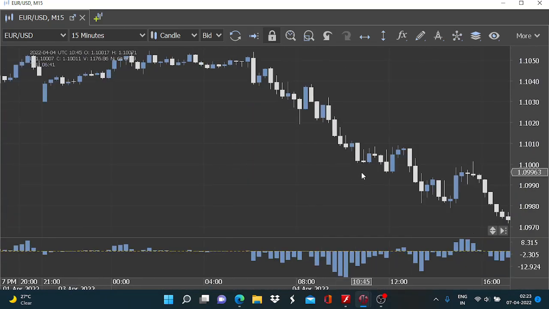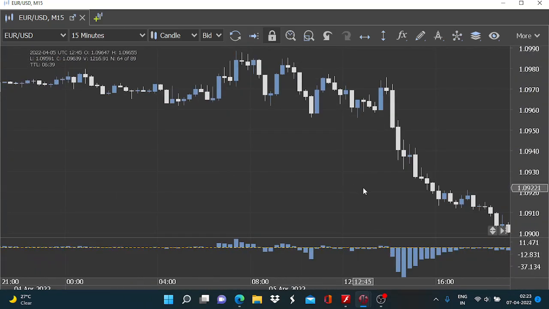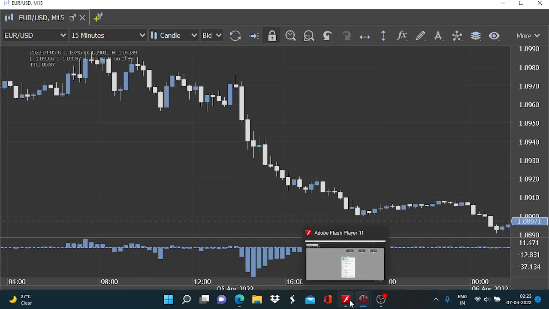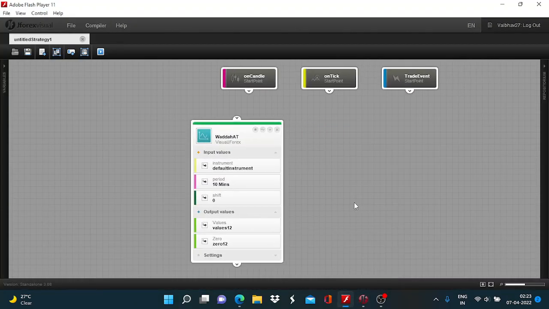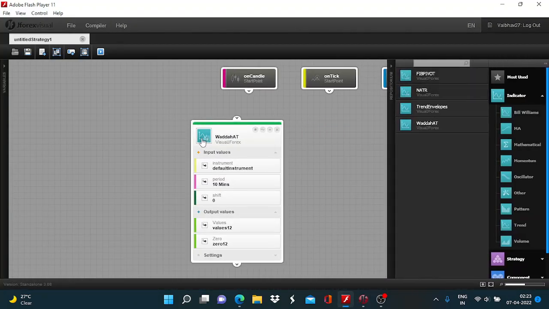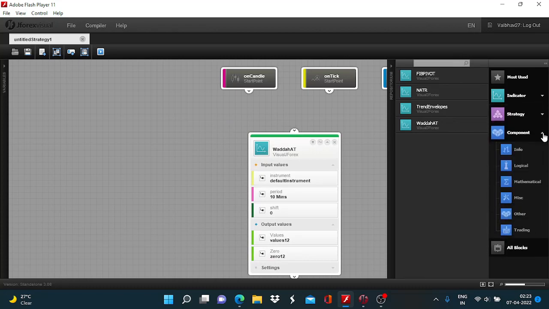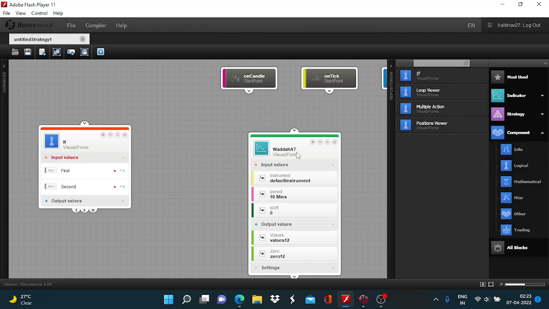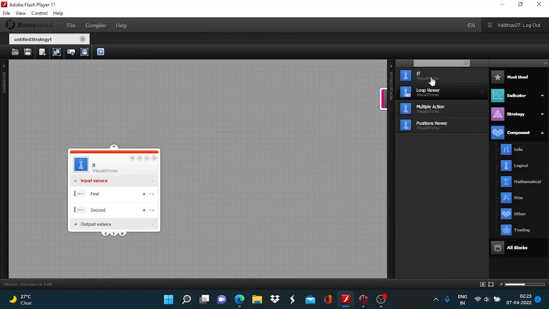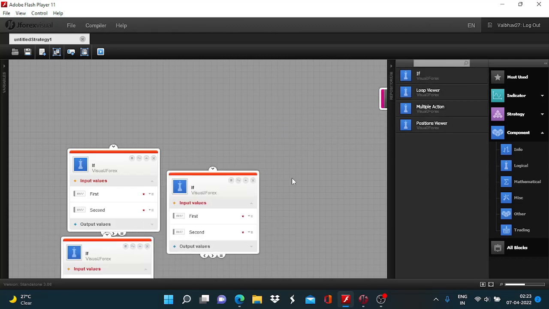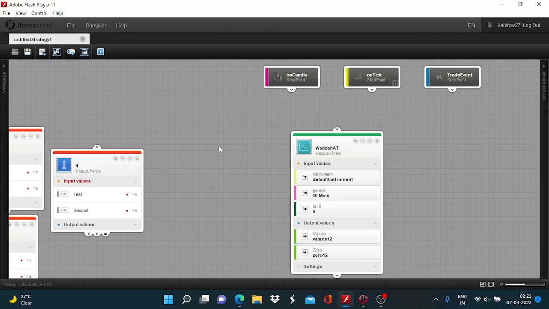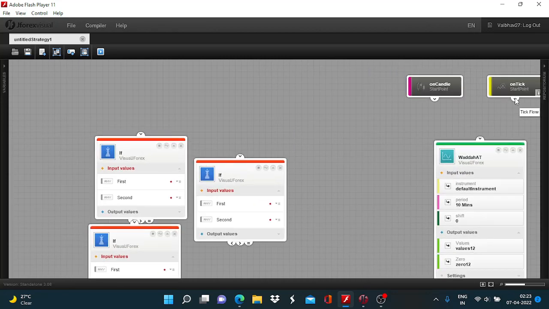Okay, so now we head back to the Visual JForex board. I hope you have been able to understand the logic of this formation. For defining the conditions, we have to start with the logical components, and for that, three if blocks will be needed at first. On tick will be our start point for this session.